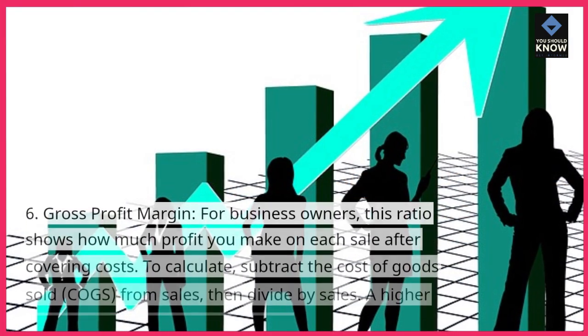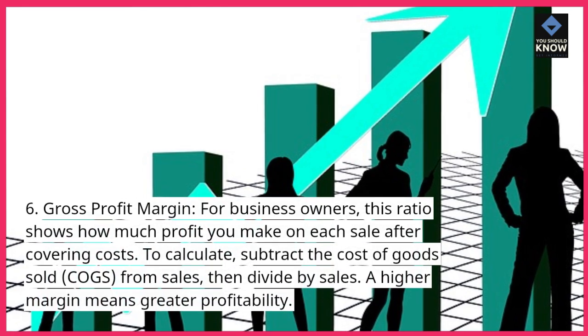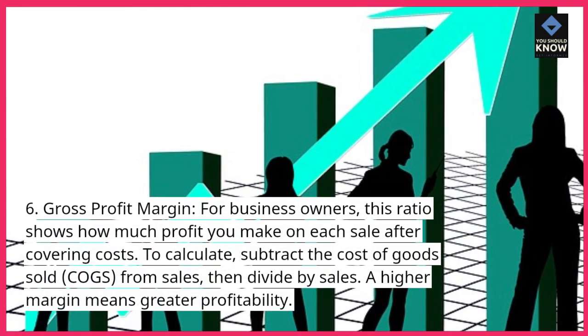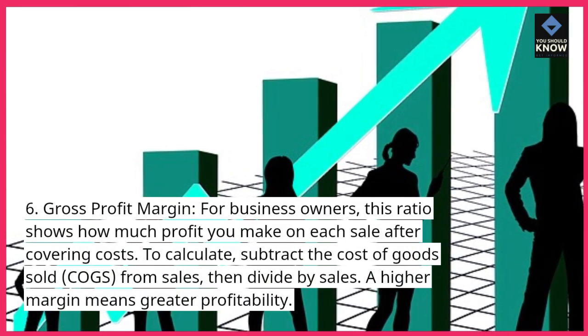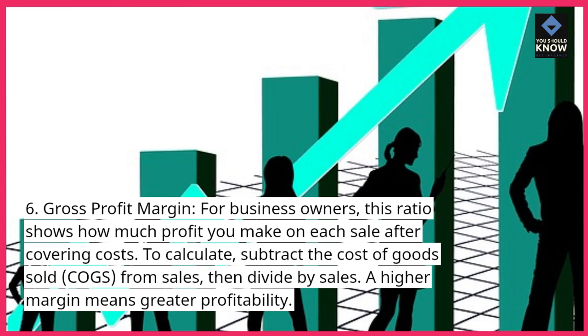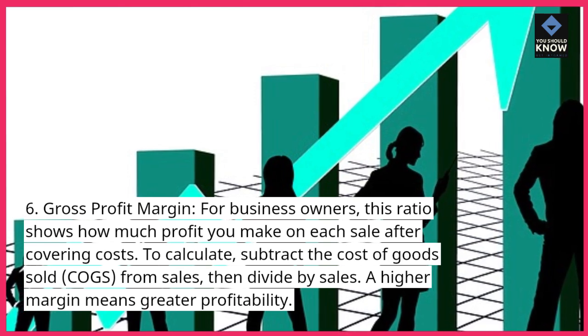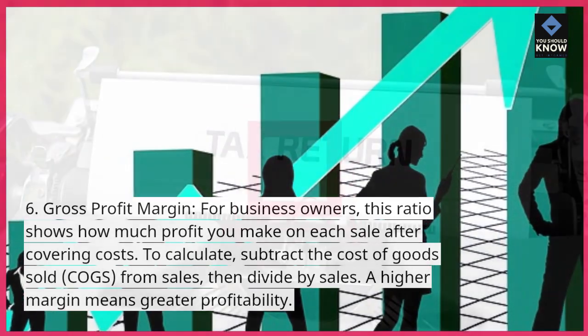6. Gross profit margin. For business owners, this ratio shows how much profit you make on each sale after covering costs. To calculate, subtract the cost of goods sold, COGS, from sales, then divide by sales. A higher margin means greater profitability.